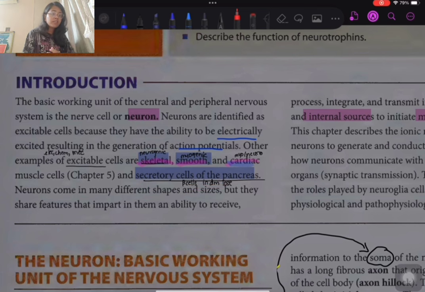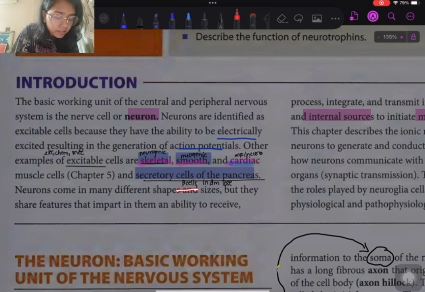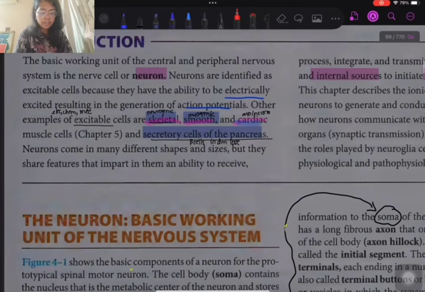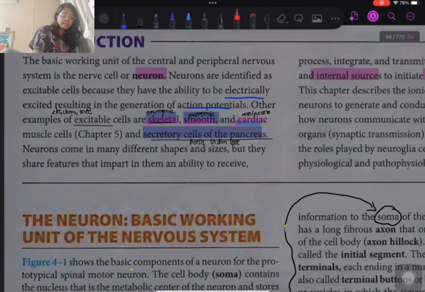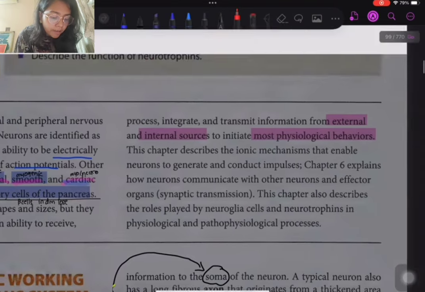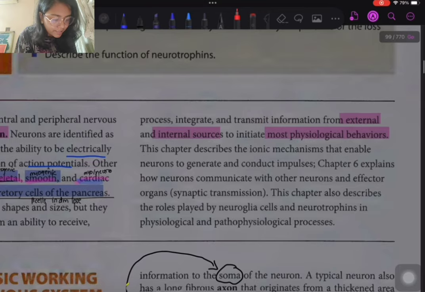Now how are these cells also excitable? Because what happens is in diabetes mellitus is the beta cells of the pancreas don't function properly. So that's why you get diabetes mellitus. So even the secretory cells of the pancreas are excitable cells. Okay, then neurons come in many different shapes and sizes, but these share features that impart an ability to receive, process, and transmit signals from external and internal sources to initiate most physiological behaviors.